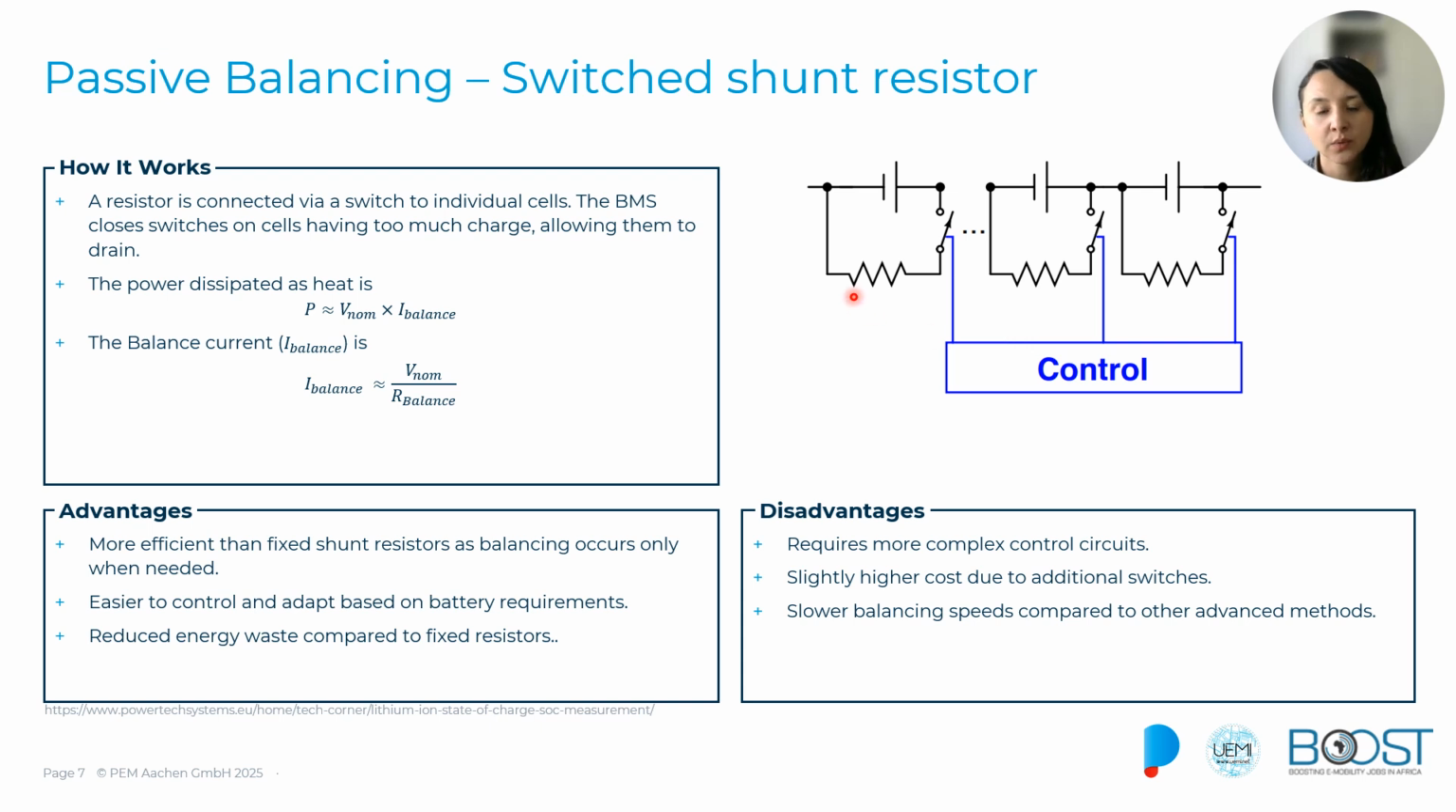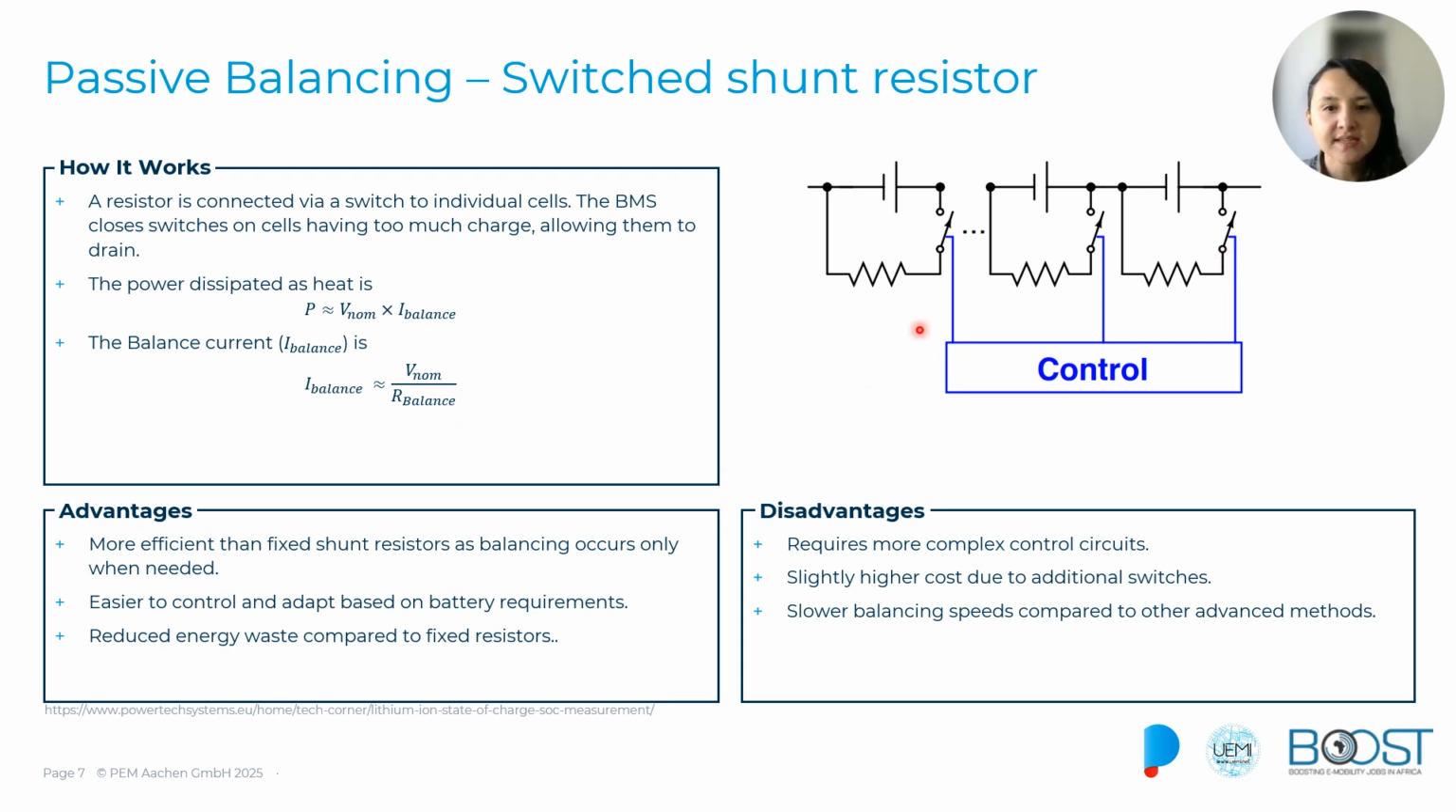When we turn on those switches, we allow the excess of energy to be dissipated through these resistors. Once the balancing has been completed, all of the switches are opened, and this prevents further energy losses and also prevents the battery from being continuously self-discharged.